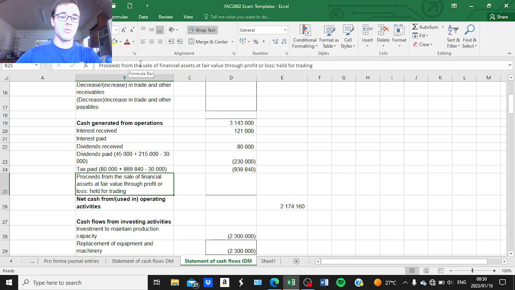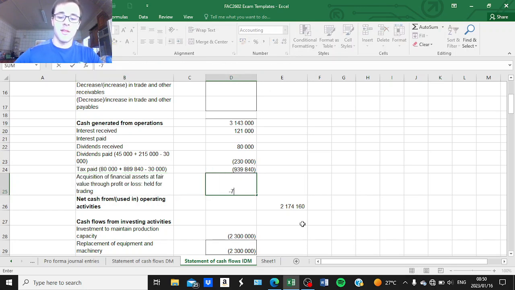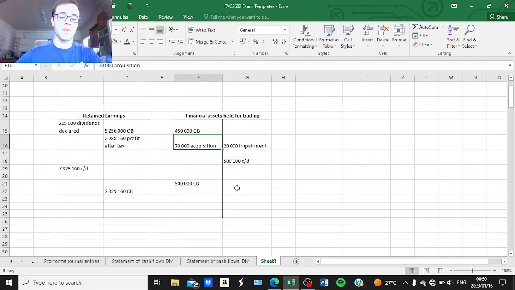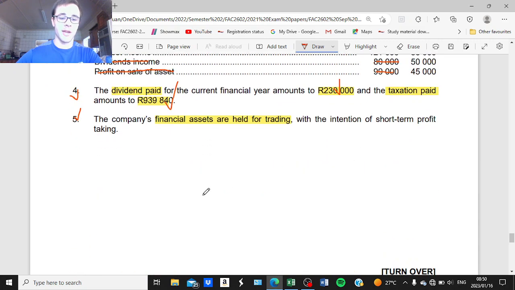Right? The acquisition of financial assets at fair value through profit or loss that is held for trading. We have calculated it to be 70,000. We need to show this as an outflow in that section. So please make sure that you disclose it accordingly.